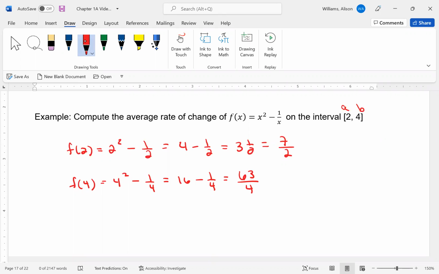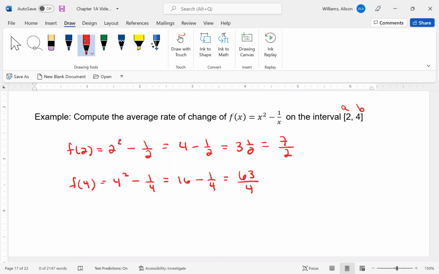Now, if you aren't familiar with how to do fractions on your calculator, send me an email. I'd be happy to step you through that. It's not too complicated. Or if you want to make an appointment, we can meet in my office hour, and I'd be happy to show you how to do that.